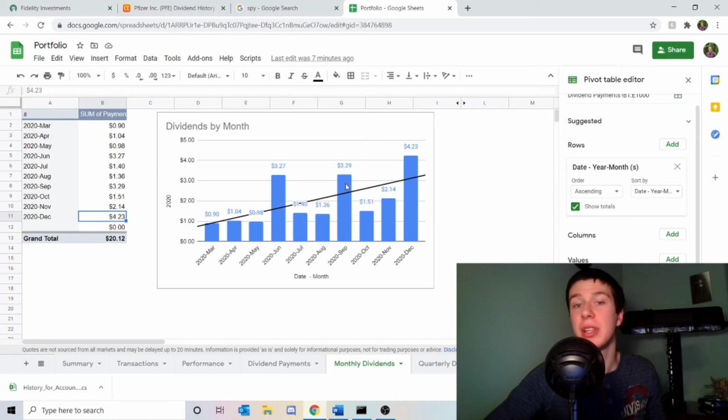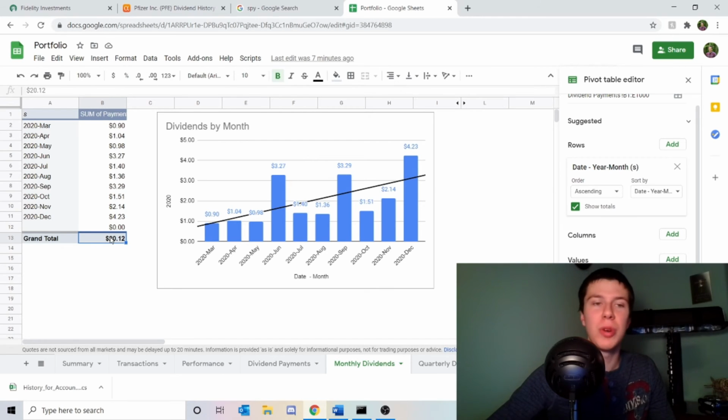One of the contributing factors was the fact that Coca-Cola actually paid out in December this month, whereas it would have paid out in January if it went along the regular schedule, but that's just how it went. So total in 2020, it looks like I actually did meet my $20 received in dividends goal, which I was actually a bit surprised by. So I'm really happy I reached that.